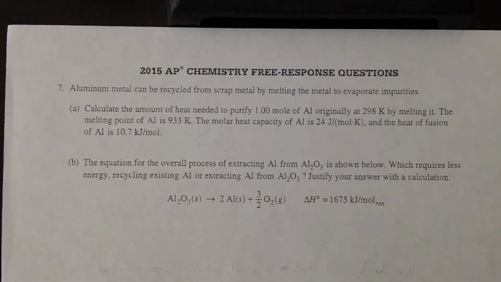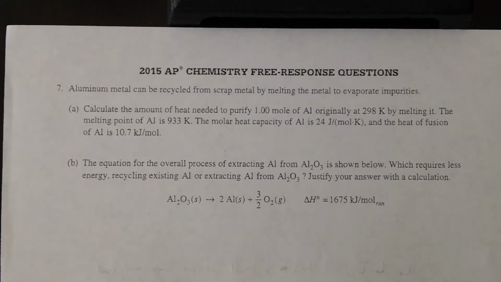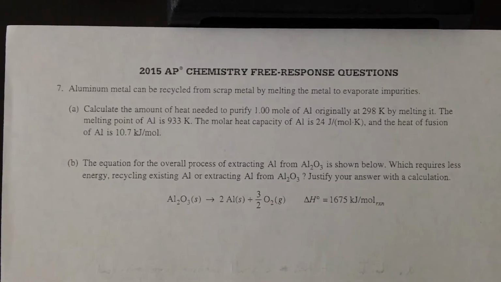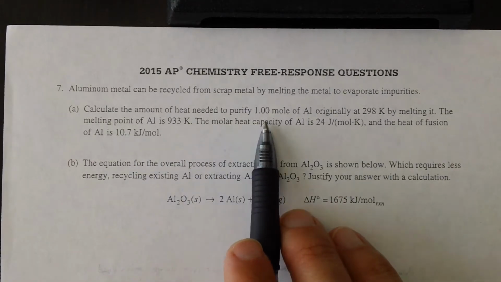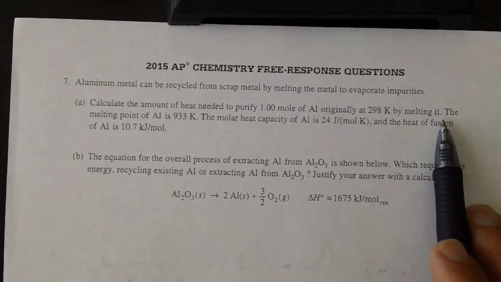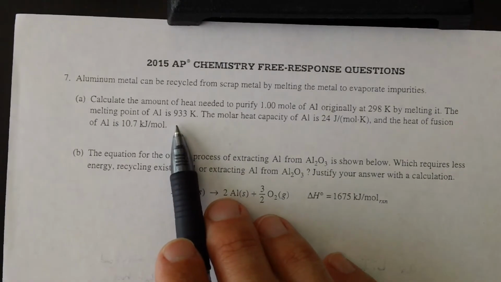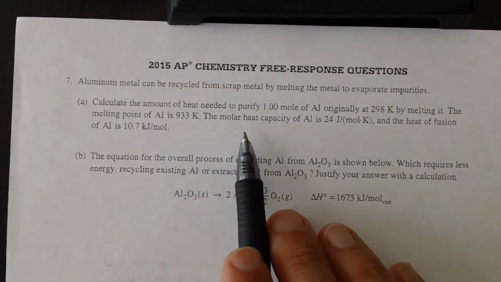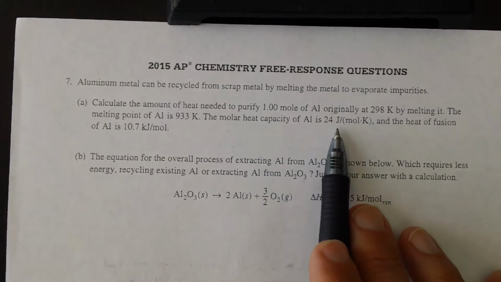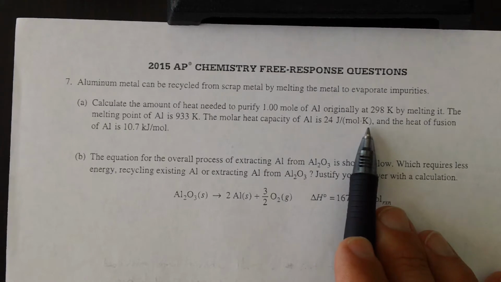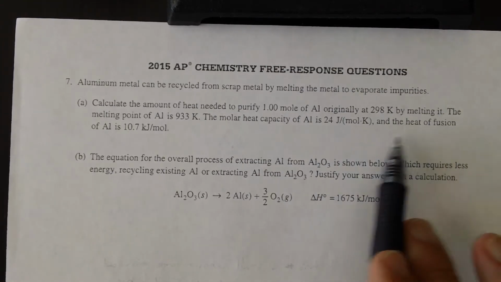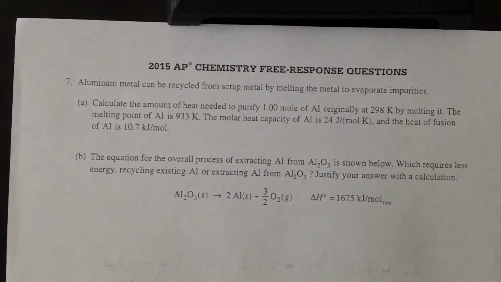So here we go. This is a great little question. A lot of little hiccup kind of tricks in this question, so you gotta be on the ball here. A says calculate the amount of heat needed to purify 1 mole of aluminum originally at 298 Kelvin by melting it. So we're gonna melt it. And the melting point of aluminum is 933. It says the molar heat capacity, or specific heat capacity, that's what that is, 24 joules per mole times Kelvin. That's a specific heat constant. And then it says the heat of fusion of aluminum is 10.7 kilojoules per mole.